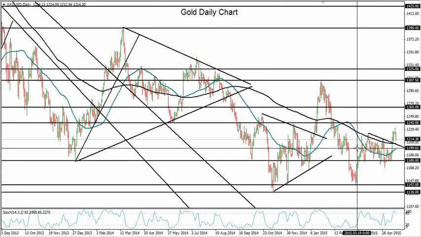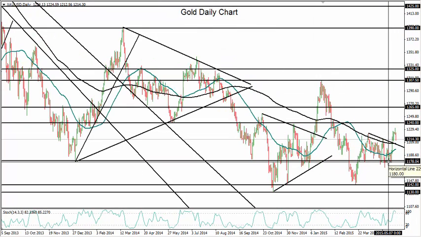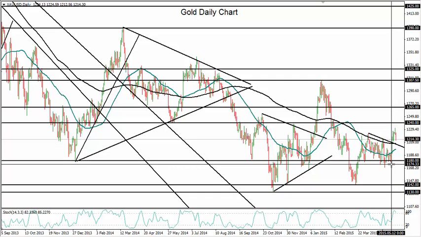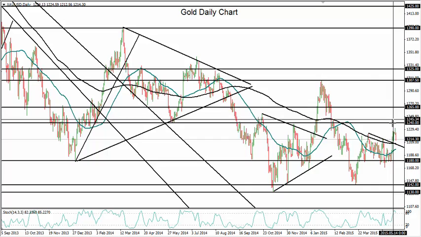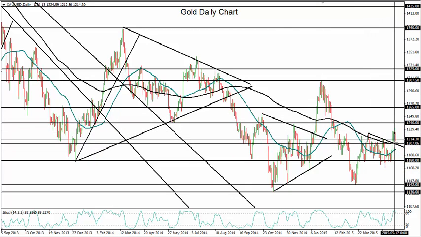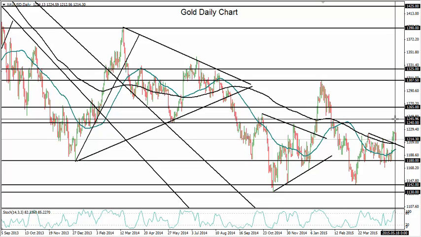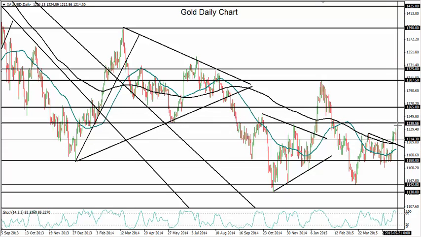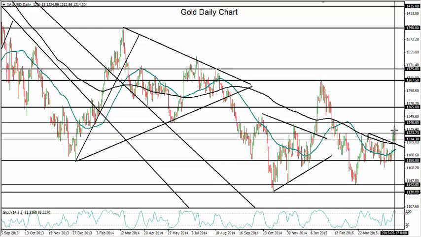Let's take a look at gold real quick. Here's gold. We saw this big move to the upside in the past week actually, a big move that broke out above both the 50-day and the 200-day moving averages. We hit a high right around the 1232 level, just shy of my target at 1240, before pulling back thus far today.